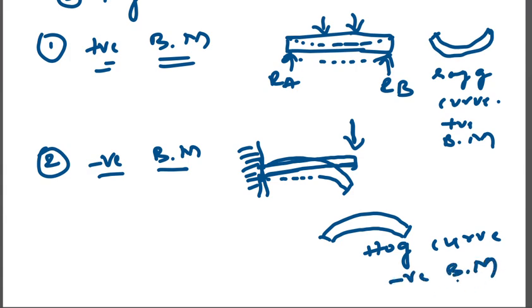Always keep in mind, if the deflection is in the downward direction, the elastic curve is called a sag curve and the bending moment is positive. If the deflection is in the upward direction, it is called a hogging curve, and the bending moment is negative. So this is about positive bending moment and negative bending moment.